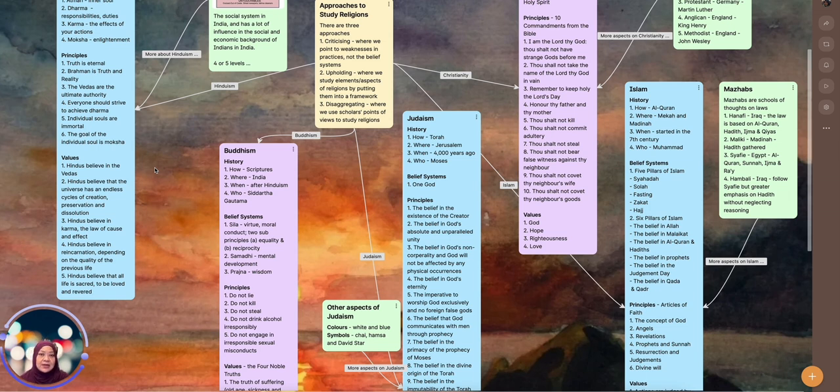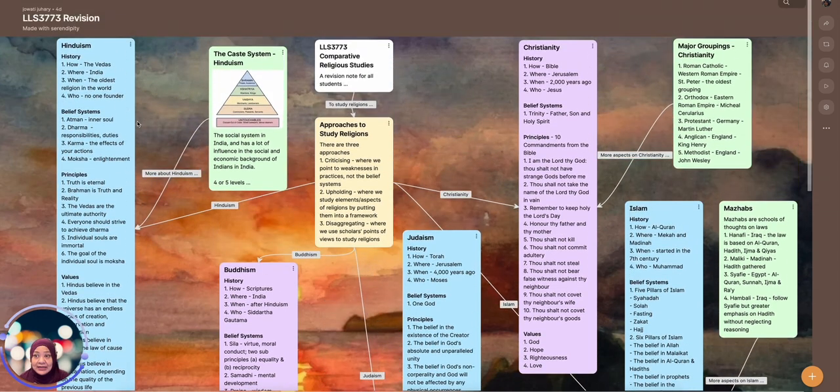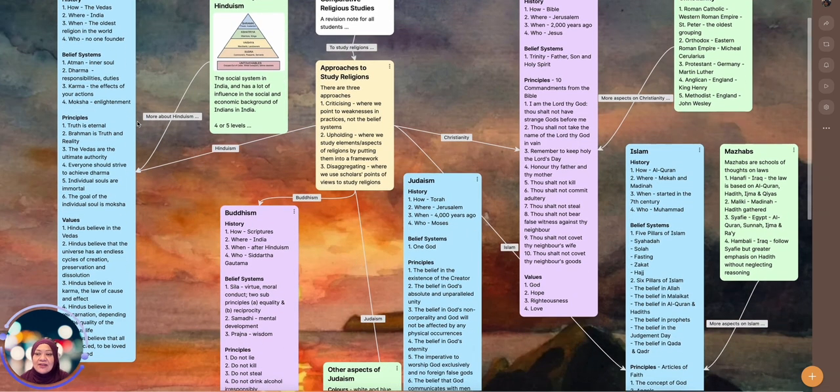So, ladies and gentlemen, we have actually managed to look at Hinduism from the perspective or from the framework of history, belief system, principles and values.